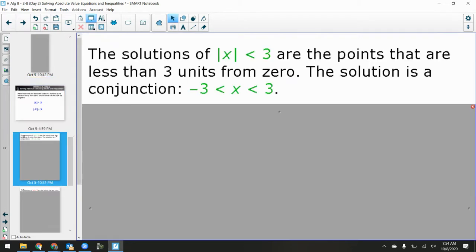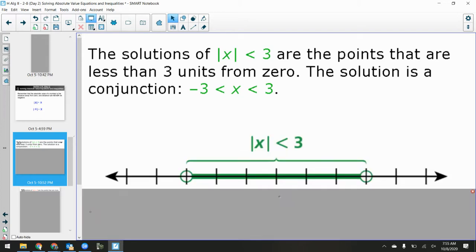But what if I changed that now? What if I wanted only values that have a distance away from 0 less than 3? Well, think about it on a number line. I could reach down to negative 3, or I could reach up to positive 3, and I would have all numbers in between them. That is an idea of a conjunction. The absolute value of x is less than 3 are the points that are less than 3 units away from 0. The solution is a conjunction. It would look like this.